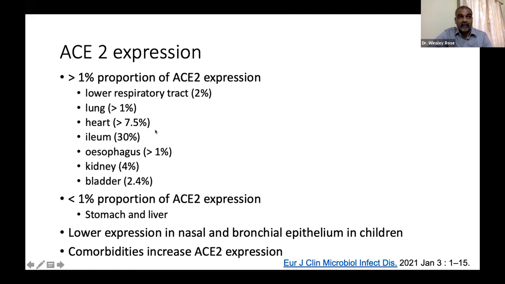You must also remember that the endothelial cells also have a significant amount of ACE2 expression, because of which there is endothelial cell damage causing pathology when it comes to infection with SARS-CoV-2. Also, among children, there is lower expression of ACE2 in both the nasal and the bronchial epithelium. So because of this, the virus itself doesn't get bound as much as it would with adults, and probably that might explain some of the reasons why it is a milder illness in children.